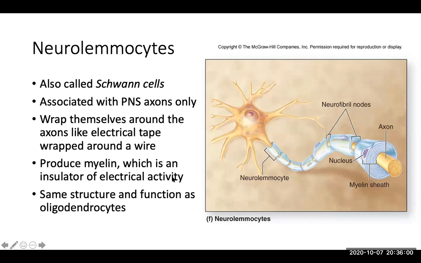Neurolemocytes are also called Schwann cells, and these are like oligodendrocytes, except they are in the peripheral nervous system. So say that a couple times. Oligodendrocytes are in your central nervous system, and neurolemocytes are just in your peripheral nervous system. They do the same thing. They wrap themselves around axons like electrical tape wrapped around a wire. They produce myelin, these myelin sheaths, which is an insulator of electrical activity. And again, that just helps the electrical signal pass more quickly down an axon.